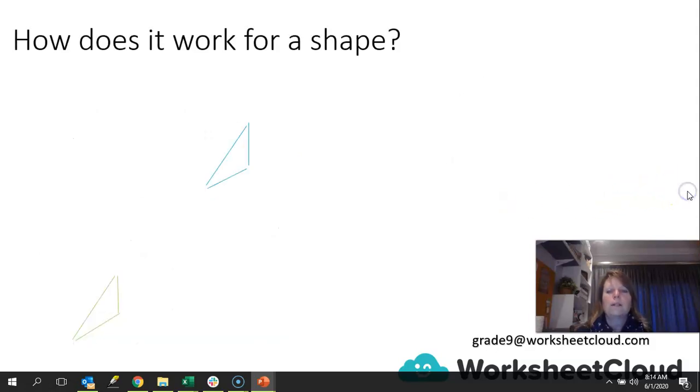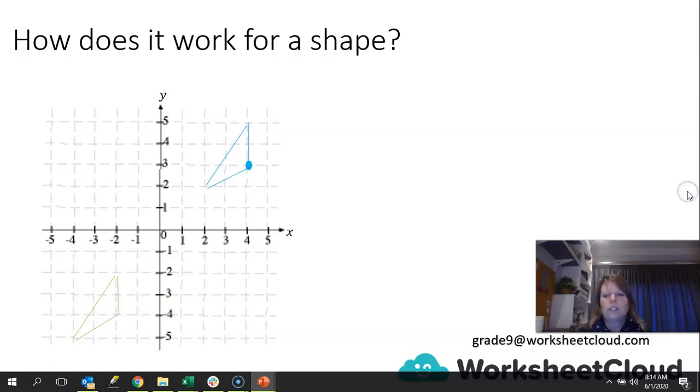Okay, right, let's have a look here. We've now got shapes.